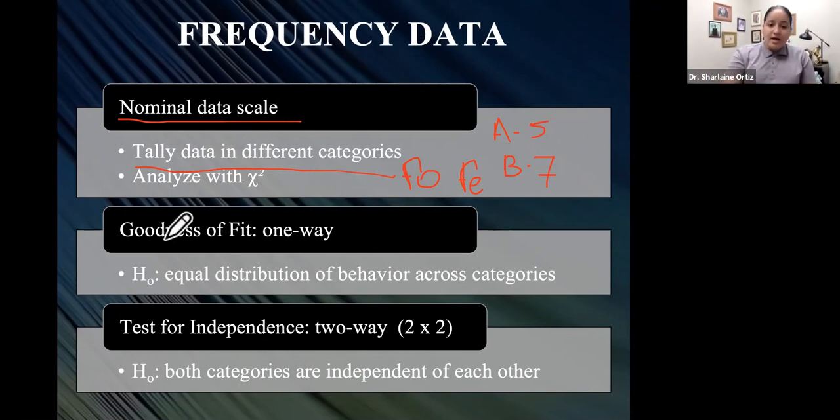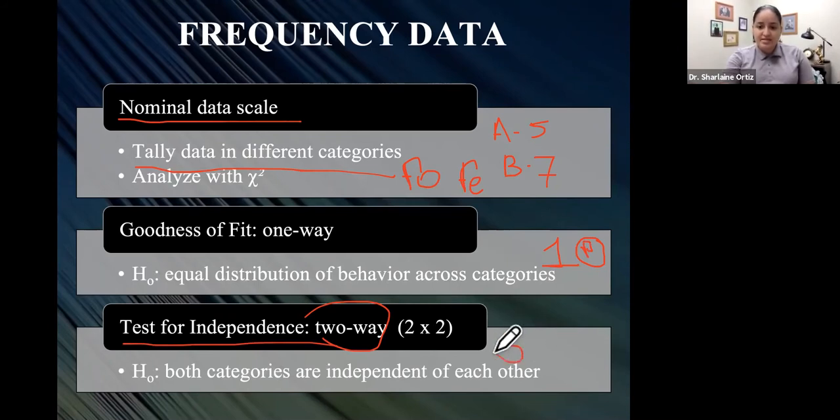As a summary, remember that the goodness of fit can be a one-way method, meaning there's only one factor involved in the test, whereas the test for independence is two-way, because now we have two factors. If you remember earlier, in the goodness of fit we only had the selection of one factor, which was the pill, whereas in the test for independence we had two factors because we had sex and the selection of that pill.